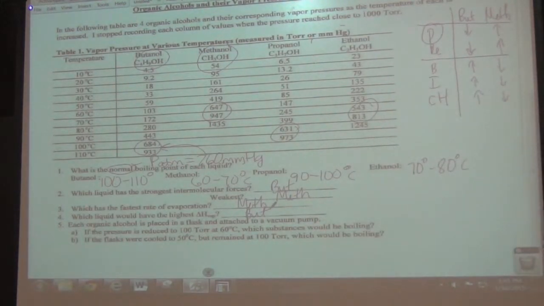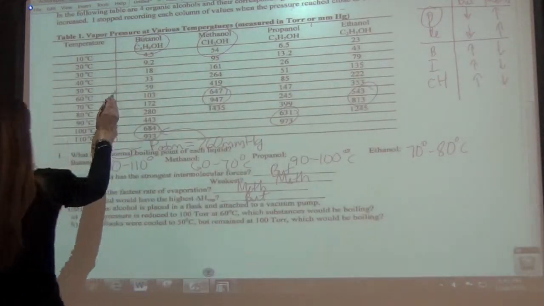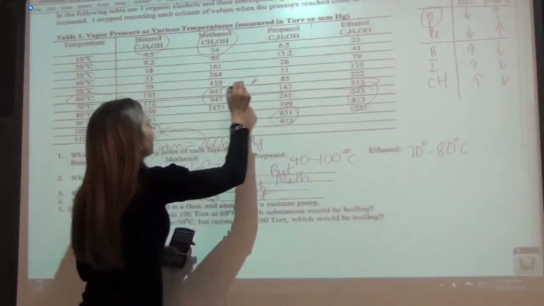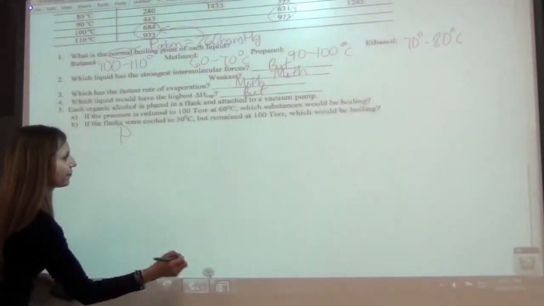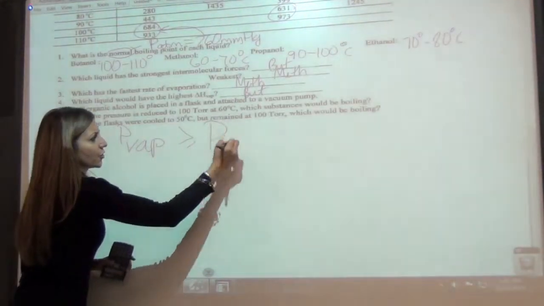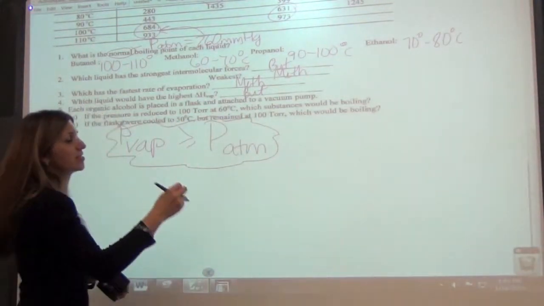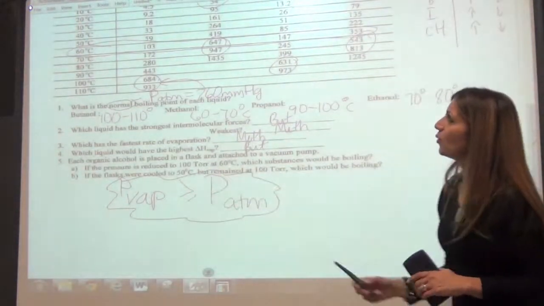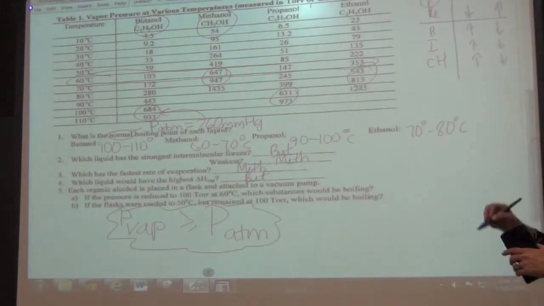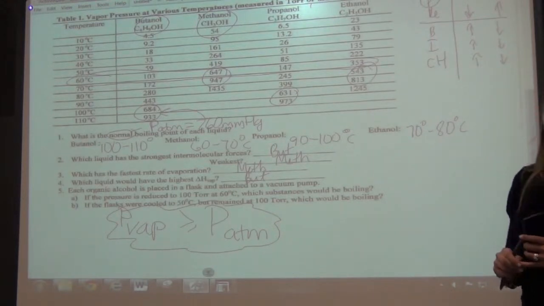Each organic alcohol is placed in a flask and attached to a vacuum pump. If the pressure is reduced to 100 torr at 60 degrees Celsius, which one's boiling? So let's come to 60 degrees Celsius. Remember, by definition, boiling is when your vapor pressure is greater than or equal to the pressure of the atmosphere, or the pressure surrounding. So at 60 degrees Celsius, if your pressure is 100, which ones are boiling? All of them. Why? They're all above 100.